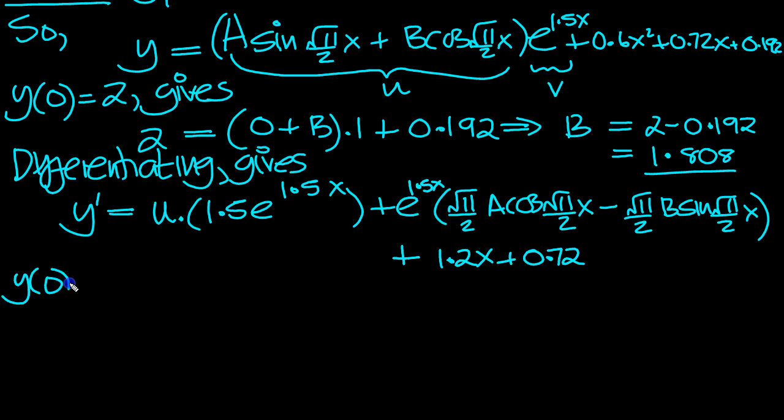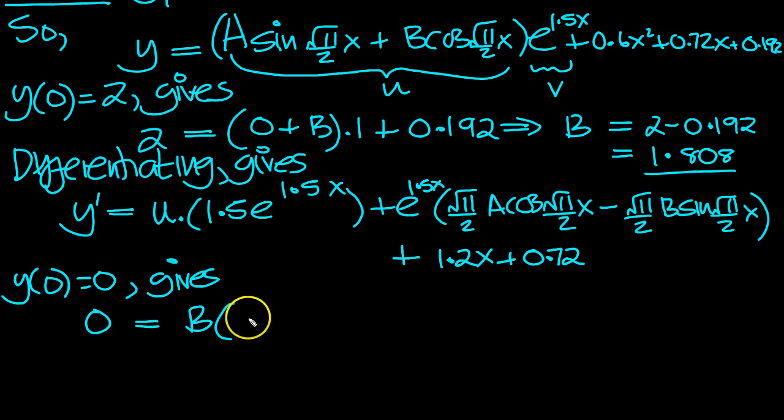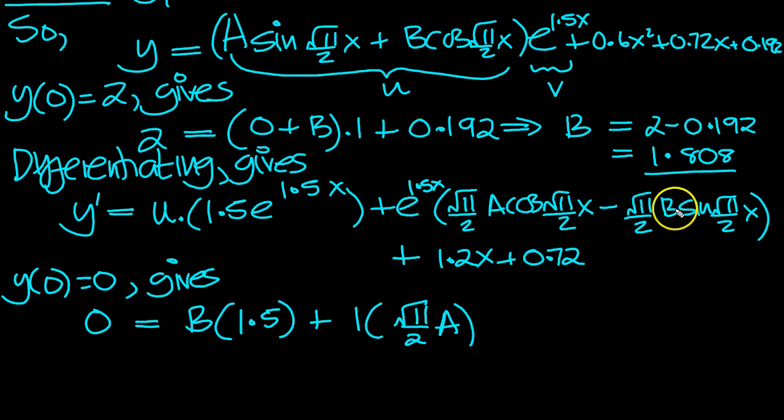So y dash of 0 equals 0 then gives, the constant goes to nothing, of course. So put y dash of 0 equals 0 in. 0 is equal to. Now if I put 0 into u, sine 0 is 0, b cos 0 is 1, so we'll get b. So u is equal to b, isn't it? Save me writing all that out. e to the 0 is just 1, so it's 1.5 times 1, plus 1, e to the 0 is 1. Cos of 0 is 1, so we get root 11 over 2 times a. And the sine 0 is 0. Plus x is 0, this goes to 0, and we get plus 0.72.